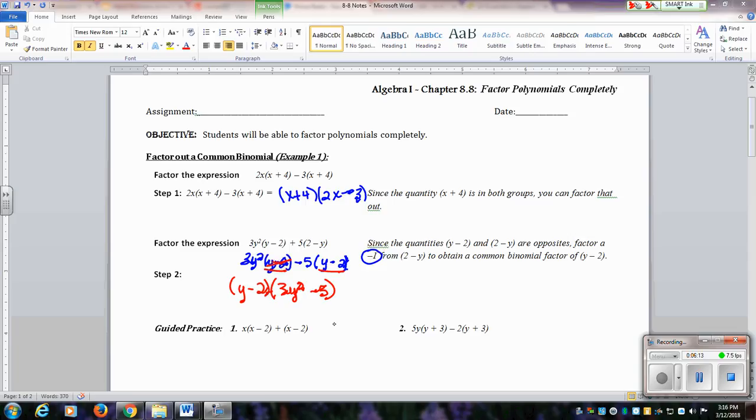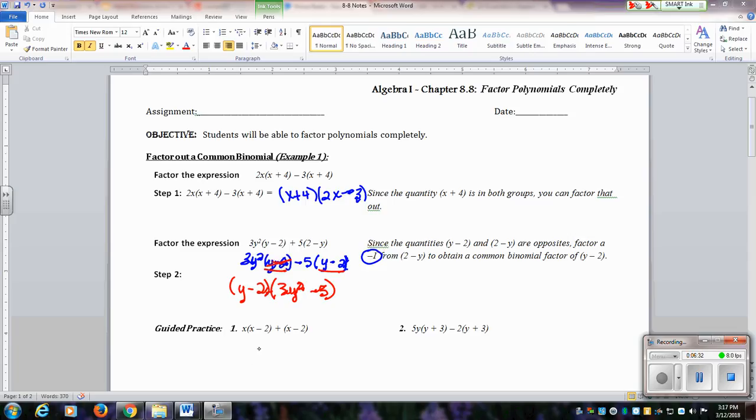So that would be all we could do, because now we can check our parentheses. Y and negative 2 have nothing in common, nothing else we can factor out. And my 3y squared and negative 5, my 3 and 5 have nothing in common, and neither one has a y involved. So we are done with factoring. We are factored as far as we can on that one.